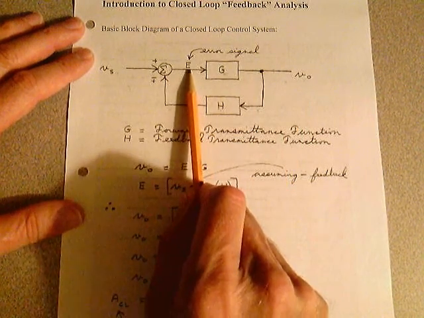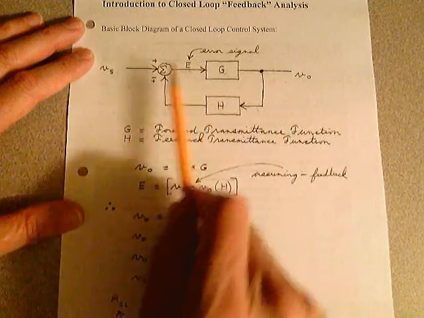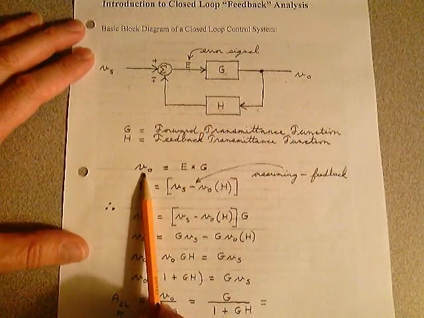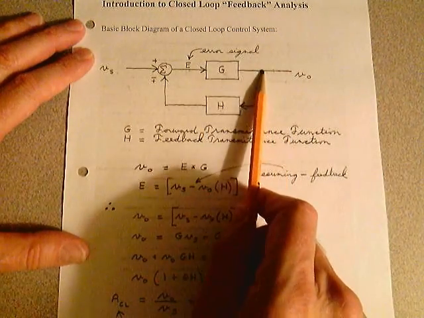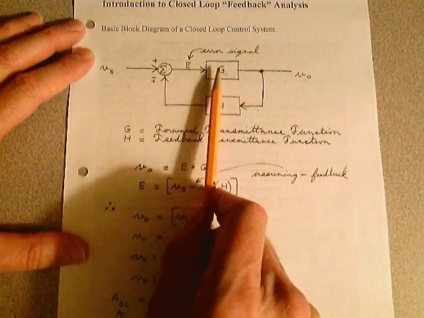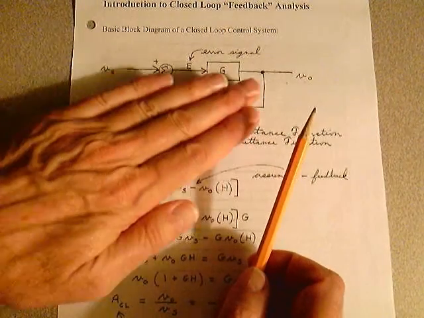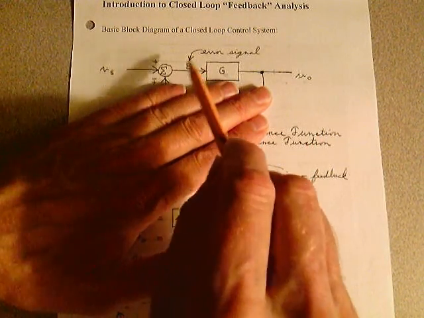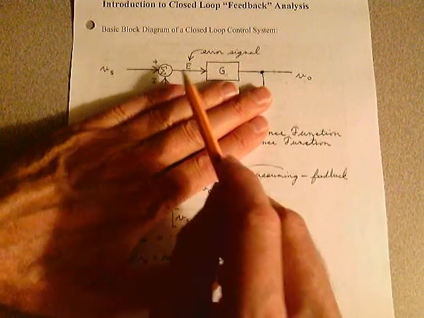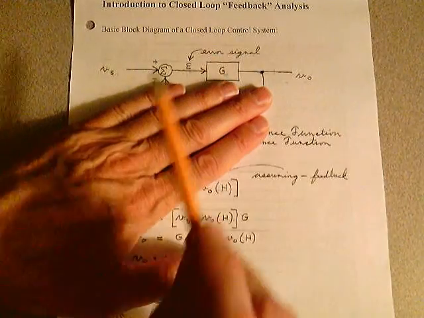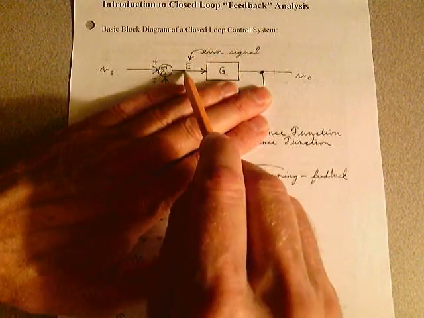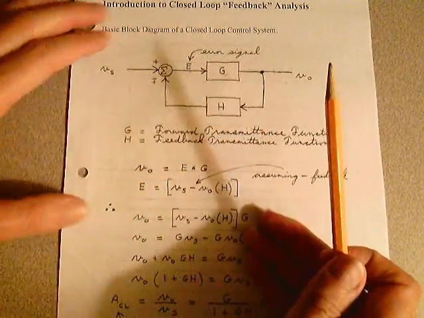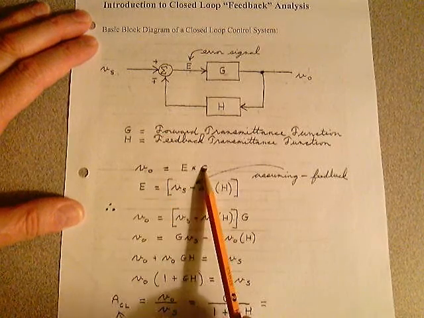So let's define the output in terms of the error signal. Can everybody look at this equation and see that the output V out is simply equal to E times G? Forget about this down here, we don't have to worry about it. Break the loop here and just look at this open loop G. E times G, open loop, gives us V out. And there's the simple equation.